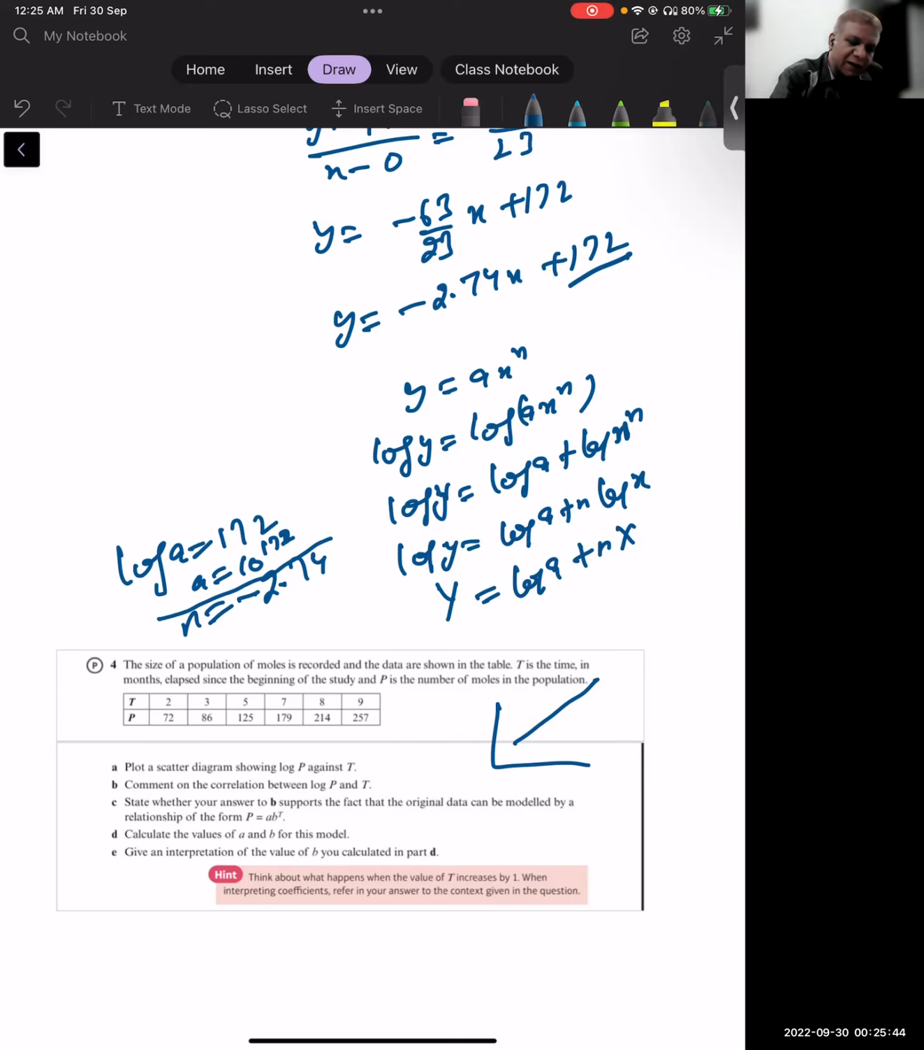State whether the original data can be modeled by a relationship in the form of P equals a b to the power T. You will say yes, because it is in the form of a line, and the straight line method is the best fitted to this kind of equation. And if this is the answer, can you calculate the value of A and B? Give an interpretation of the value of B you have calculated. Whatever the value of B that is calculated, you have to give the answer. If it is negative or if it is positive, what will it be?